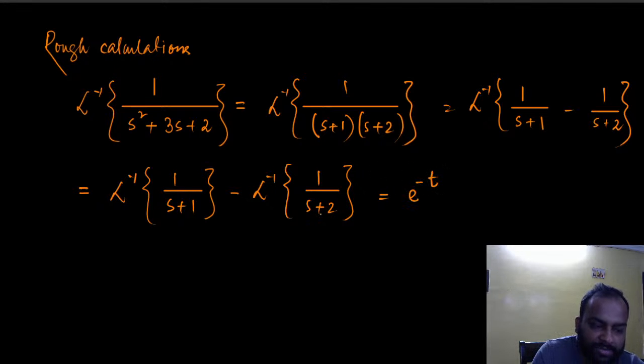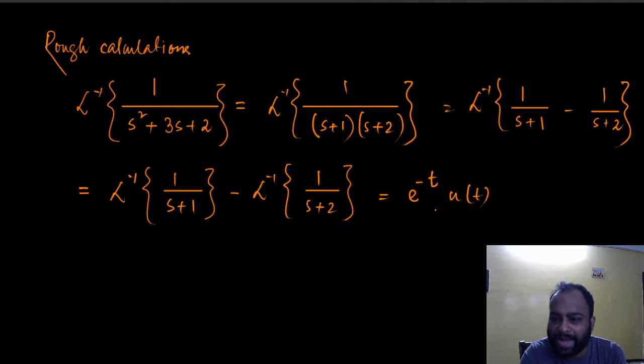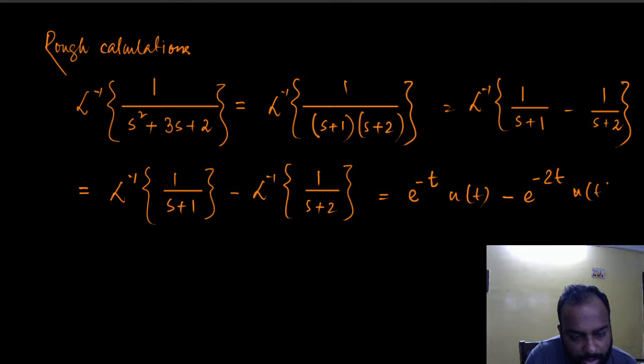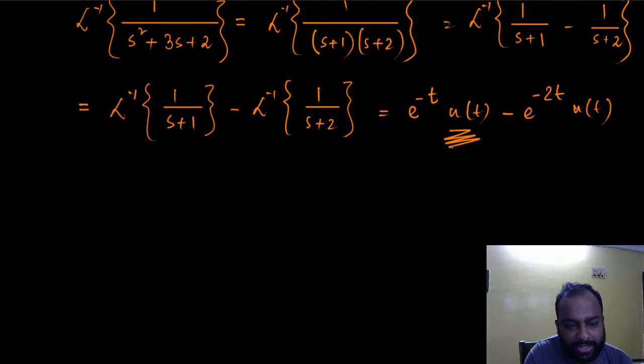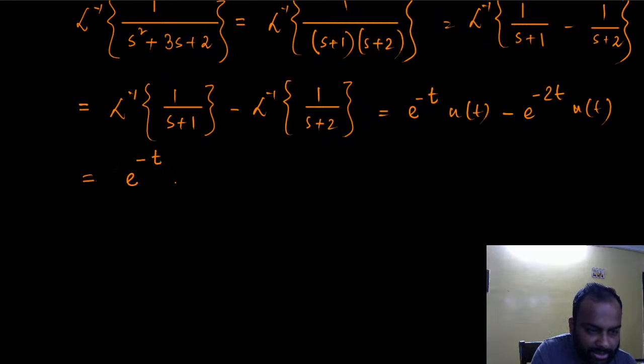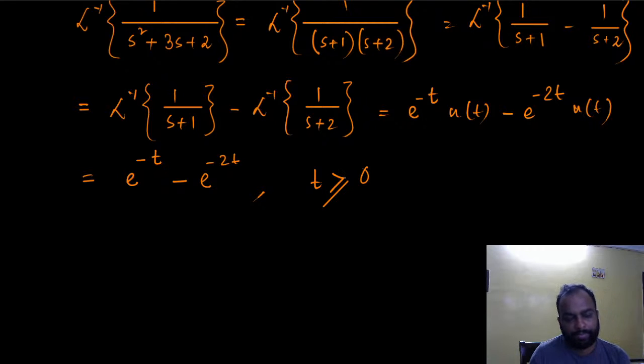What is the inverse Laplace transform of 1 by s plus 2? Of course u(t) is there, but I am going to skip u(t). That's going to be e to the power minus 2t u(t). But I am not going to write these terms, these are things I don't like. So instead I'm going to write e to the power minus t minus e to the power minus 2t, and then say t is greater than or equal to 0 and 0 otherwise.